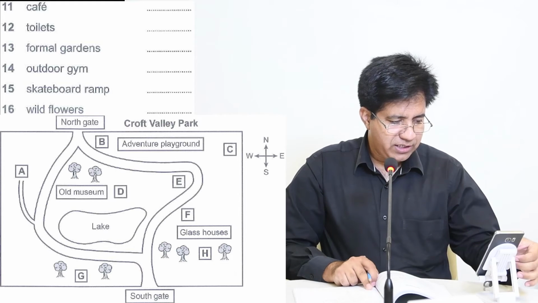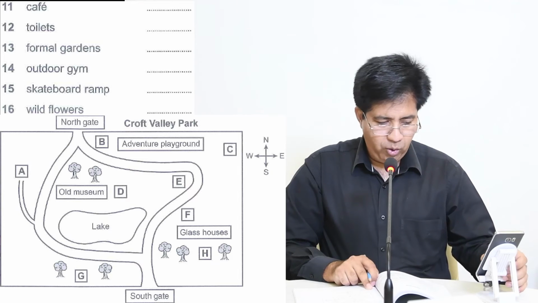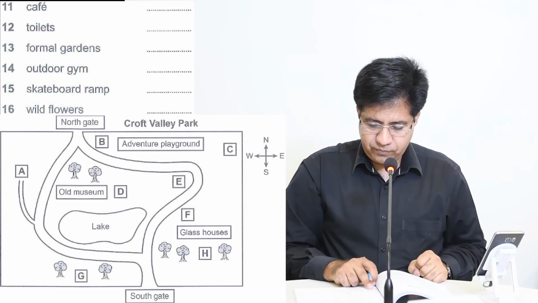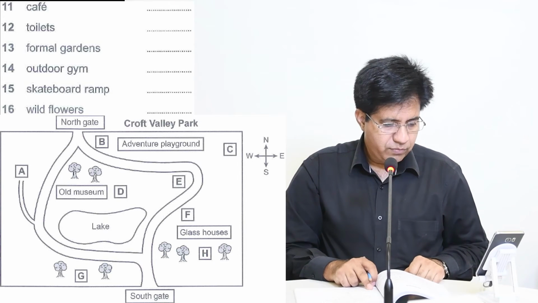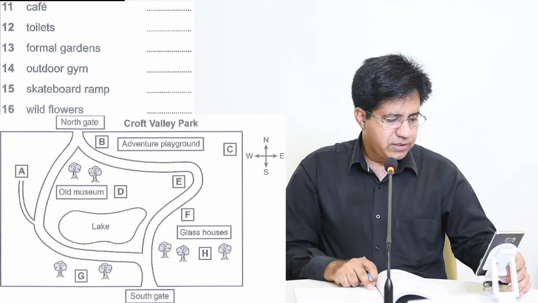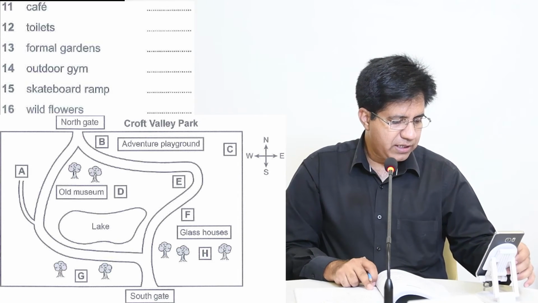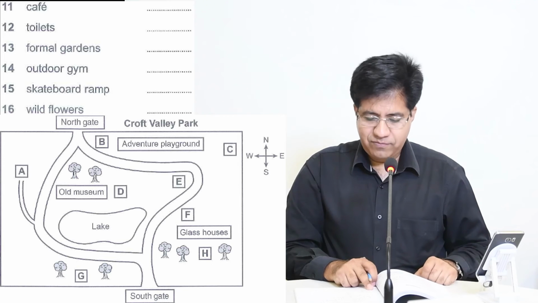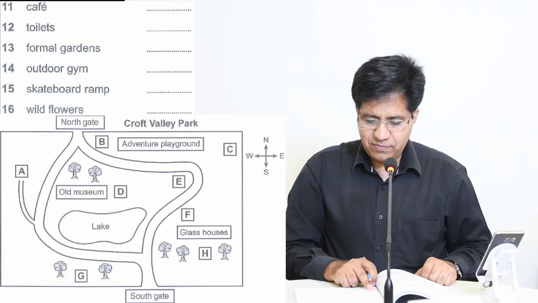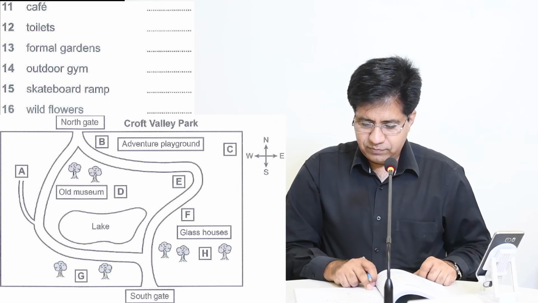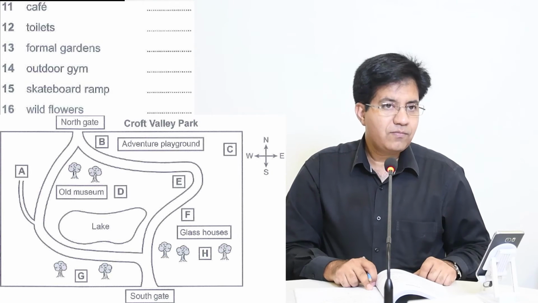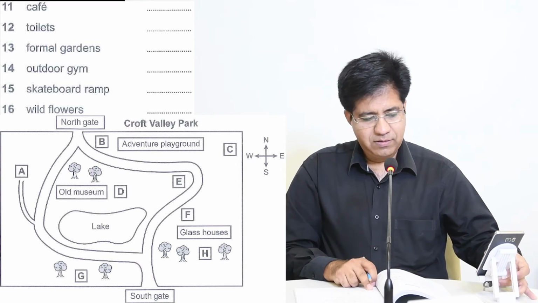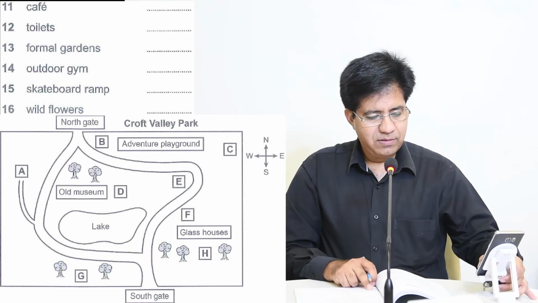Question number 14. We have a new outdoor gym. Okay, let's see what is the answer. Question number 14. I'll play this one again from the beginning. Okay, Jack. We have a new outdoor gym for adults and children, which is already proving very popular. It's by the glass houses, just to the right of the path from the south gate. You have to look for it as it's a bit hidden in the trees.